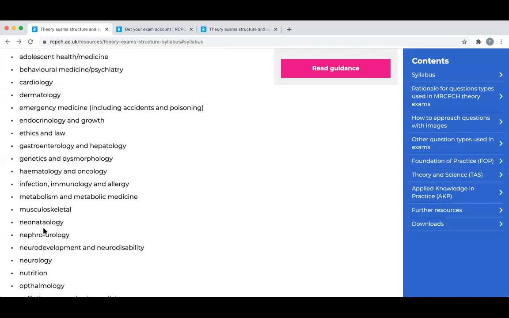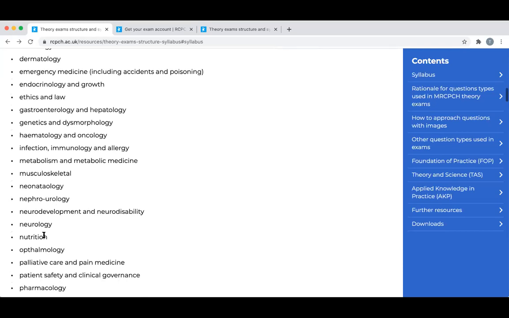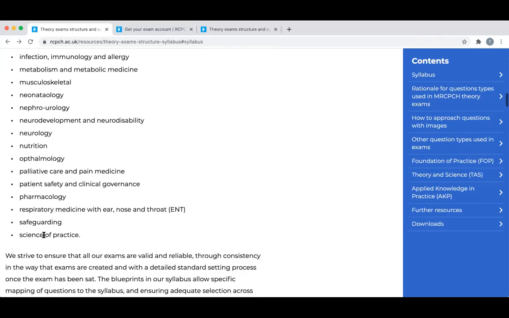So what I am trying to say is, don't neglect neonatology for MRCPCH part 1, part 2, and part 3. Many teachers will tell you no need, but I tell you, neonatology is the core part of pediatrics. If you are weak in that, all your exams will be weak. Now, nephrourology, very important, nephrology, then neurodevelopment and neurodisability, very important. Then nutrition, ophthalmology.